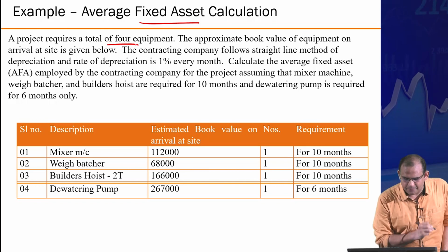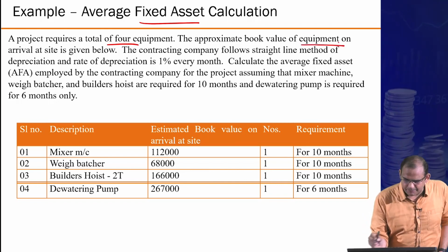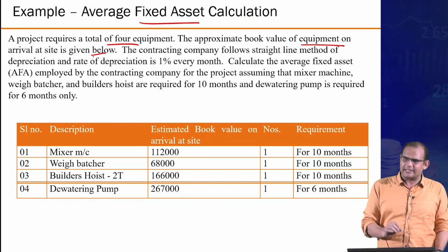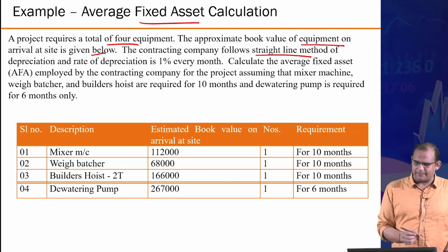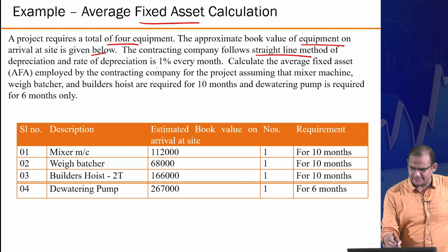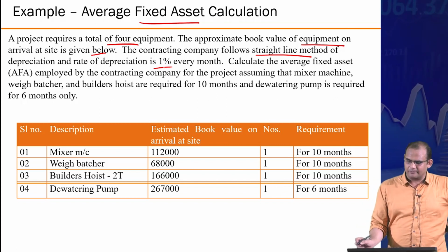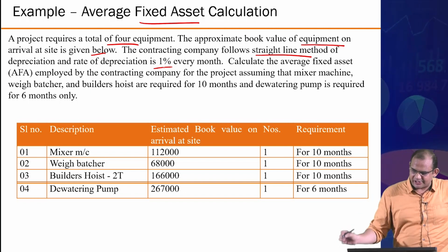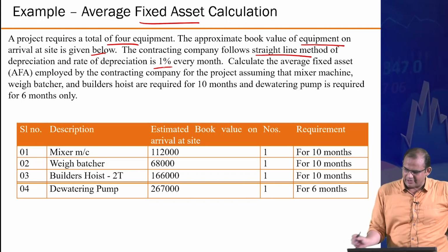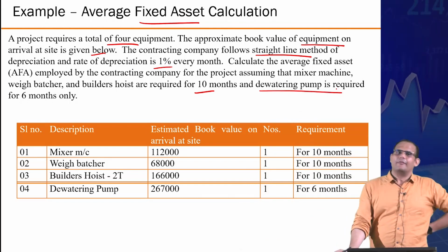For example, a project requires a total of 4 types of equipment. The approximate book value of each equipment on arrival at the site is given below. The contracting company follows the straight line method of depreciation, and the rate of depreciation is 1% per month. Calculate the average fixed asset employed by the contracting company for the project, assuming that the mixer machine, weighing balance and builder's hoist are required for 10 months and the dewatering pump is required only for 6 months.